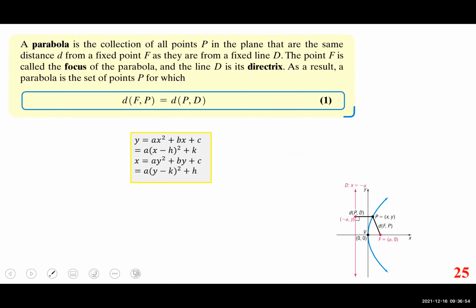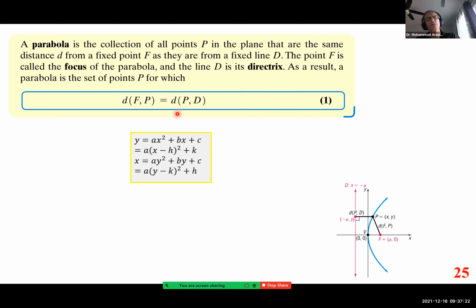A parabola is a collection of all points P in the plane that are the same distance d from a fixed point F as they are from a fixed line D. The point F is called the focus of the parabola, and the line D is the directrix. As a result, a parabola is the set of points P for which the distance of F and P is the same as the distance of P and D.